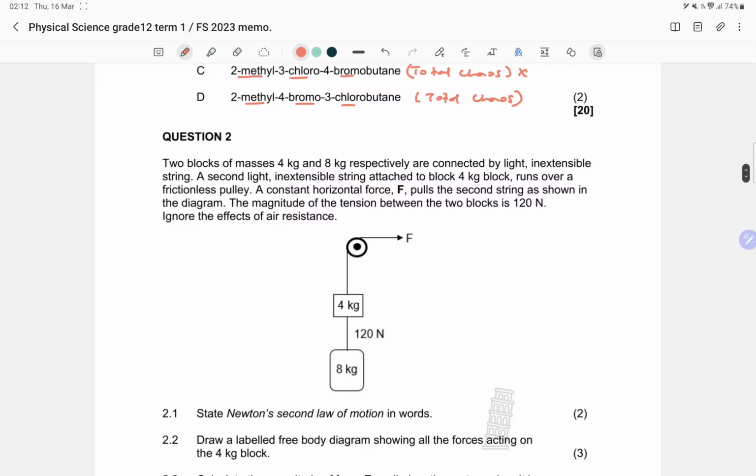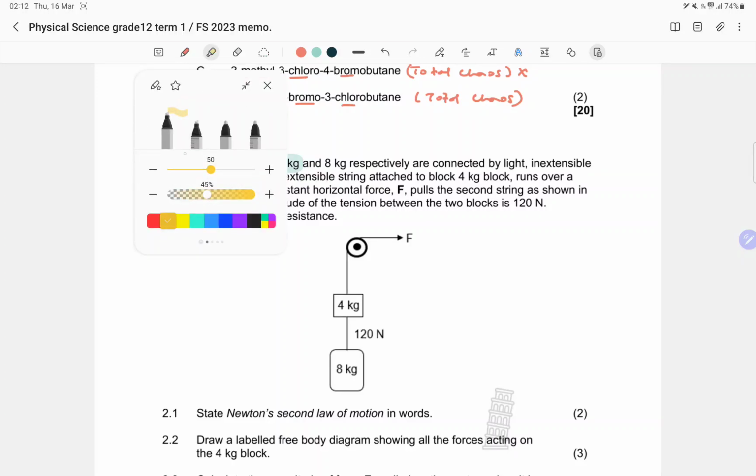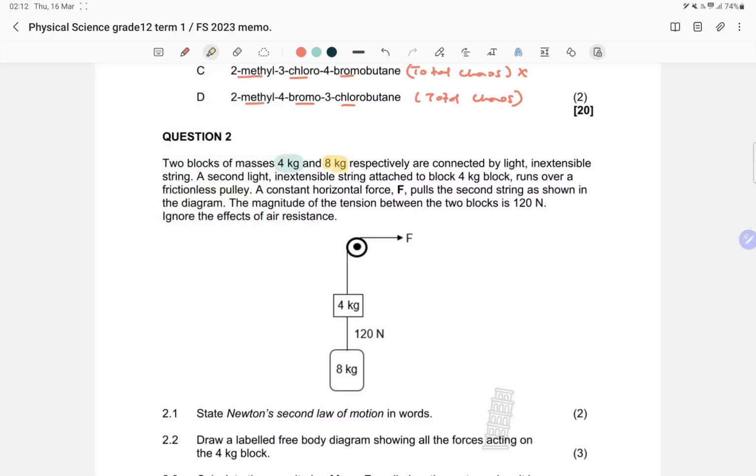Anyway, 2 blocks of mass 4 kilograms and 8 kilograms respectively are connected by a light inextensible string. You know already what that means. No weight added by the string, and technically no force is dissipated, meaning the tension stays constant. If they are moving, they're moving at the same speed, okay? That's the thing. So a second light inextensible string is attached to the 4 kilogram block.